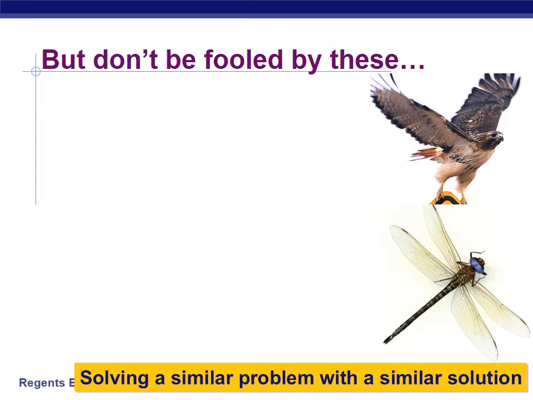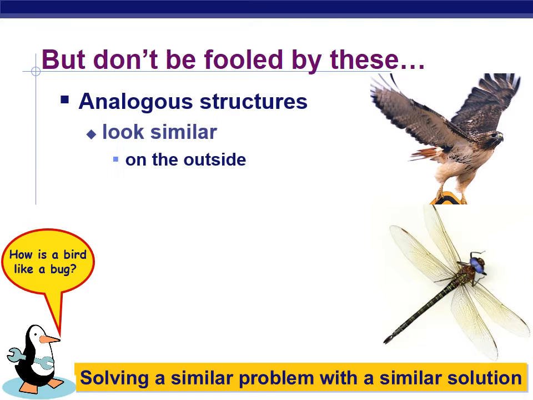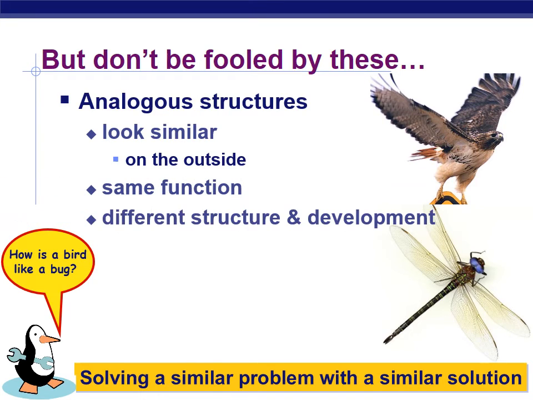Don't be fooled by these, though. In this case, you're looking at the bird's wing and the dragonfly's wing. So how is a bird like a bug? Not that much, except for the flying part of it. These are known as analogous structures. Analogous structures look similar on the outside. A bird's wing and a dragonfly's wing, pretty similar structure on the outside. They are both used for flying. So they have the same function, but they have a completely different structure and development on the inside. So therefore they came from a different origin.